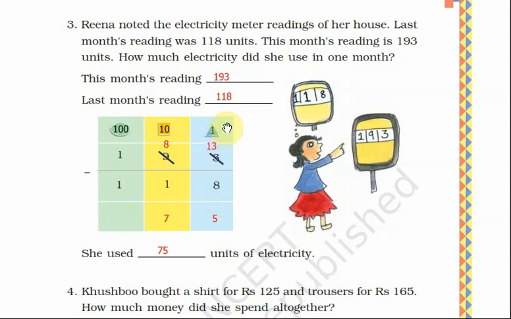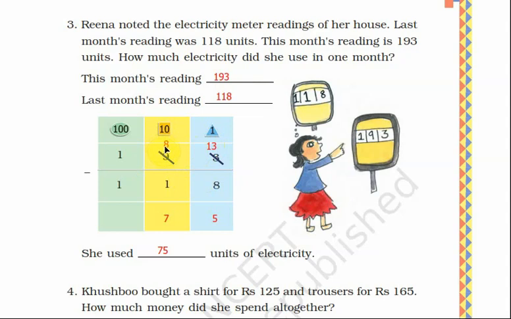First, starting from the ones place, 3 minus 8. So is 3 minus 8 possible? No. Why? Because 3 is smaller than 8. We cannot deduct a bigger number from a smaller number. So in such cases what do we have to do? We have to borrow 10 from the tens place. Already there are 9 tens in the tens place. We can borrow 10 to the ones place.